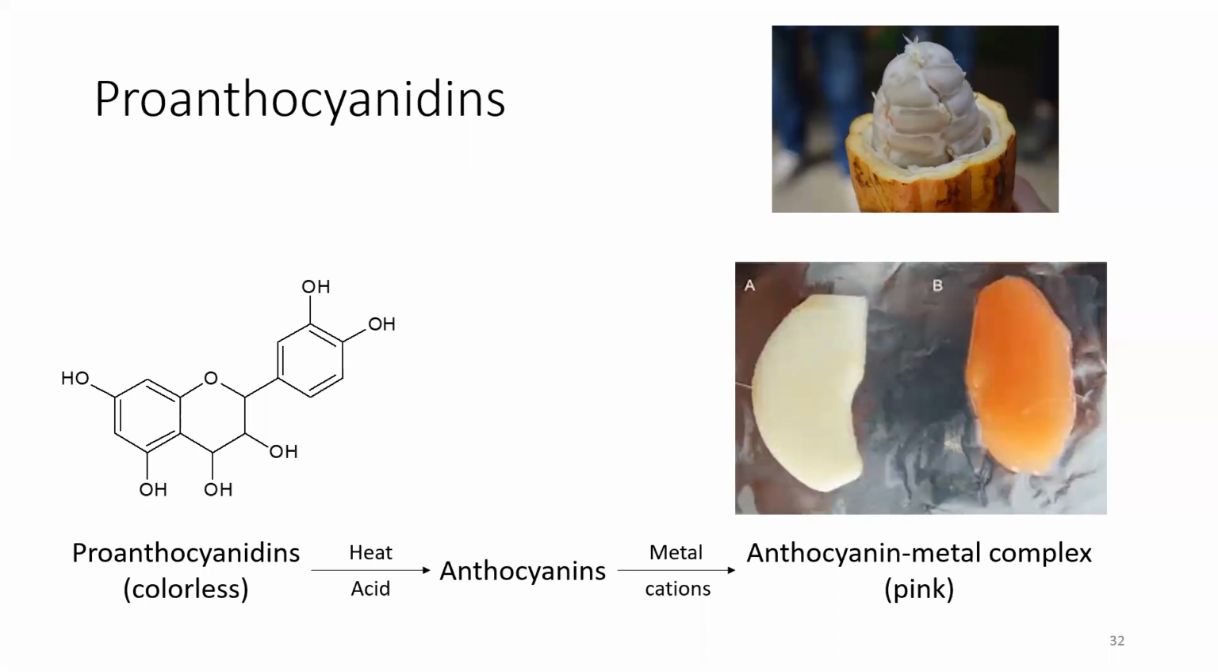And so this example here, where you see this pink color, this is a pear, a piece of a pear. And so when we put pears in a can and heat process those, we have acid around, we have heat around, and we have metal around from the can.